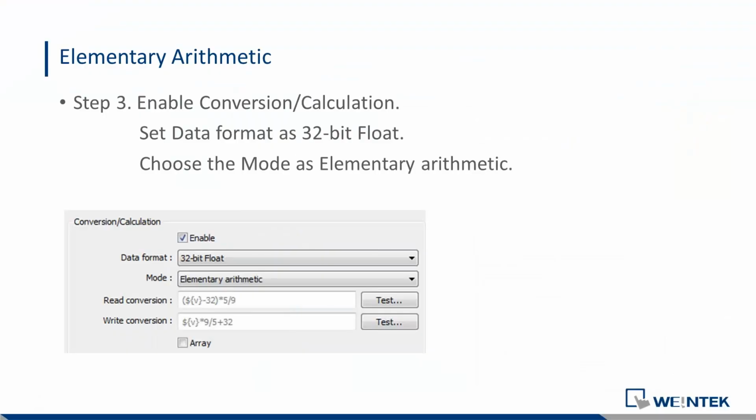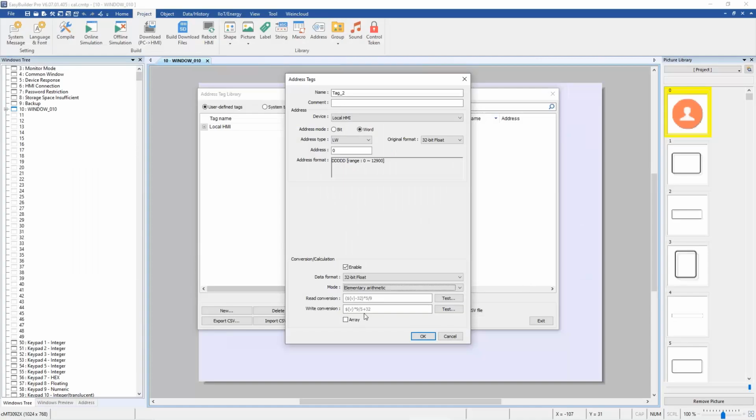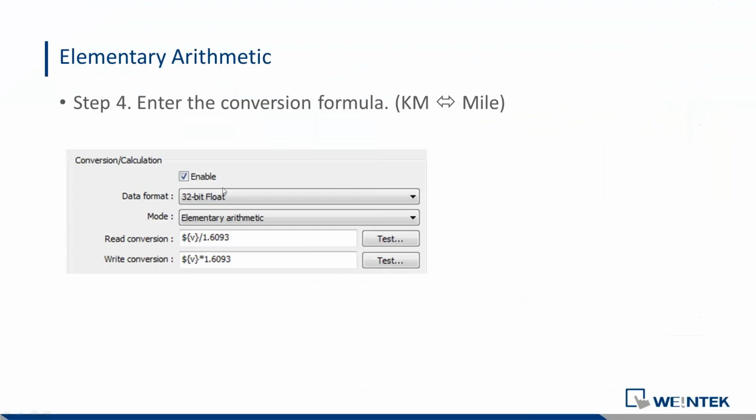Okay, so the setting is quite easy here. And the next part is that we're going to enter the conversion formula, which is we will transform between miles and kilometers. Right, so you're going to type in the formula here. The dollar sign with a V means that this is your register value, the variable, the value inputted from the LW0.